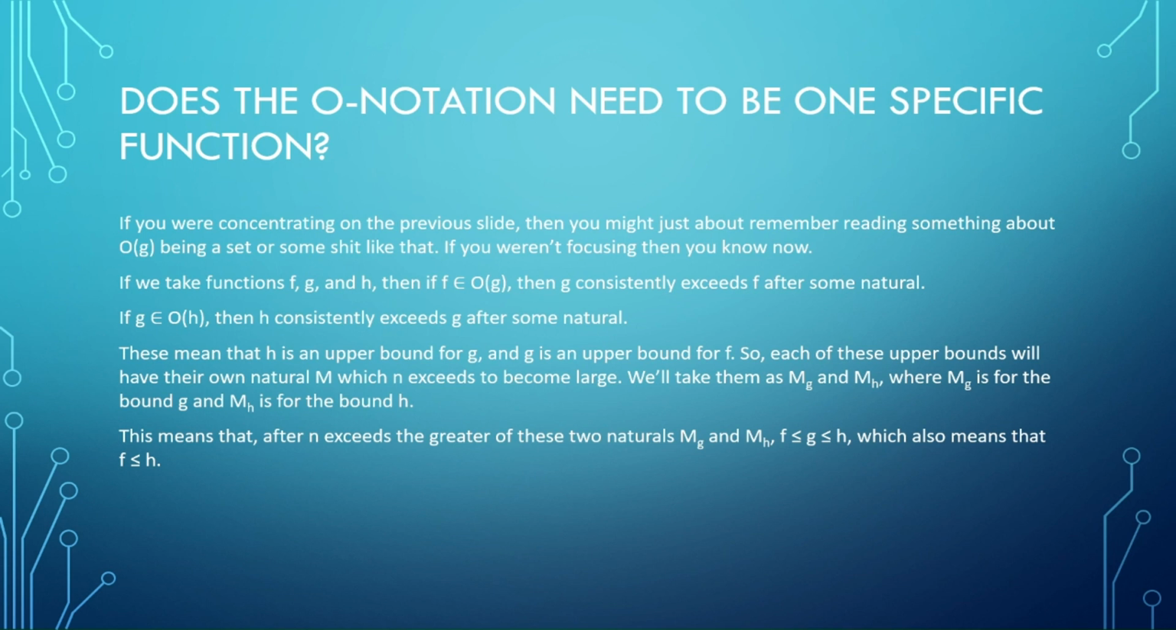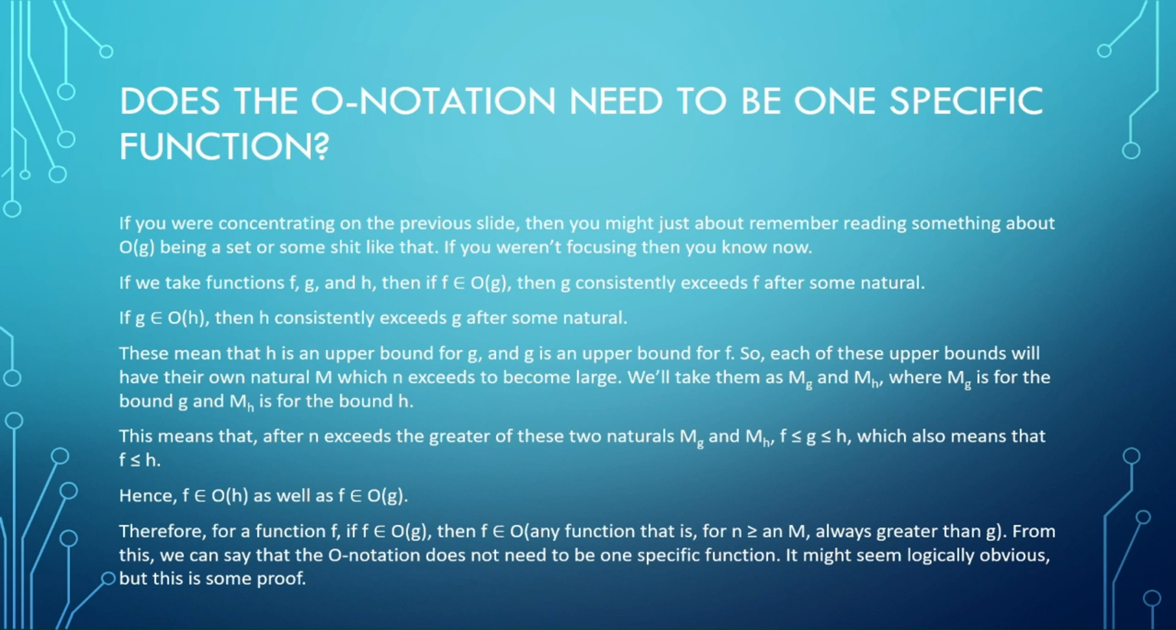So we can shift that as great as we want up to infinity, and it'll still be greater than mg and mh, if that makes sense. It's maybe a little bit tricky to visualize, but effectively, after n has exceeded the greater of the two naturals, then these inequalities should hold. So hence, f is of order h, as well as f is of order g.